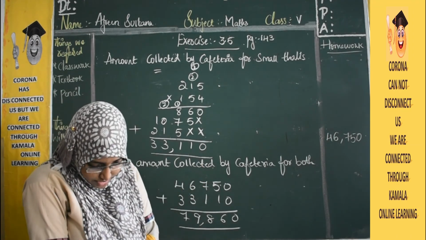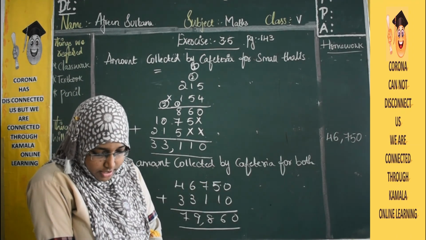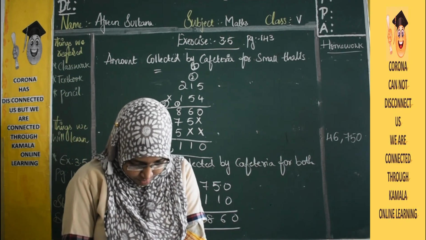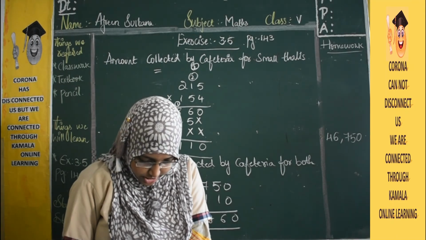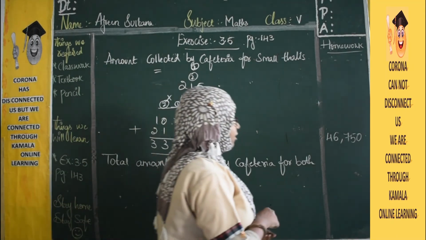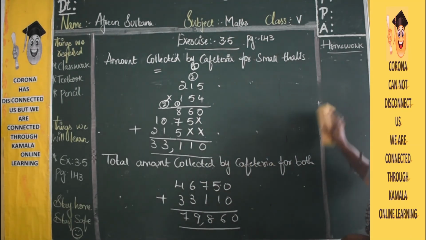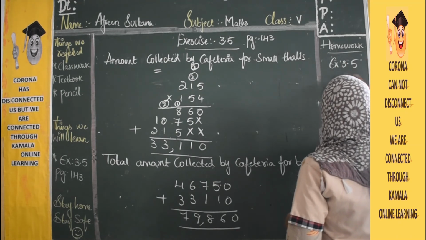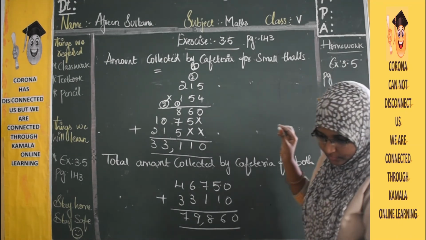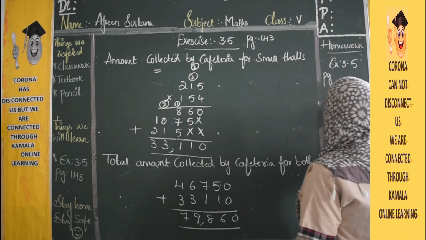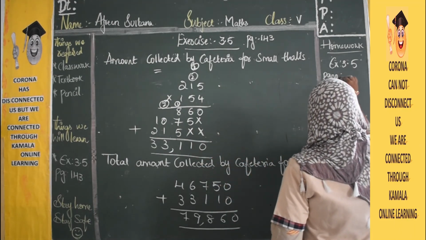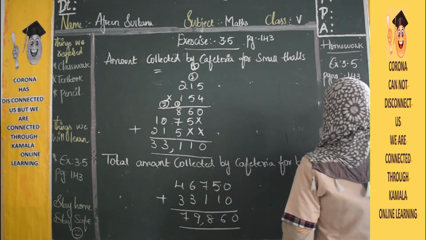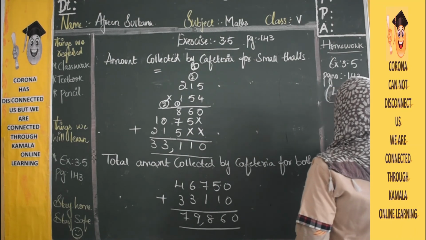Okay, so with this we have finished exercise 3.5. You can take question number 4 and question number 5, leaving question number 2. So take homework as questions 4 and 5. Exercise 3.5, page number 143. Fourth question, fifth question. Okay, only these two questions.